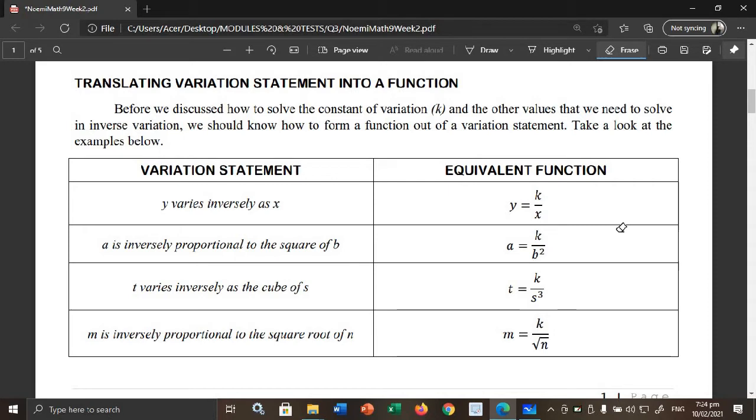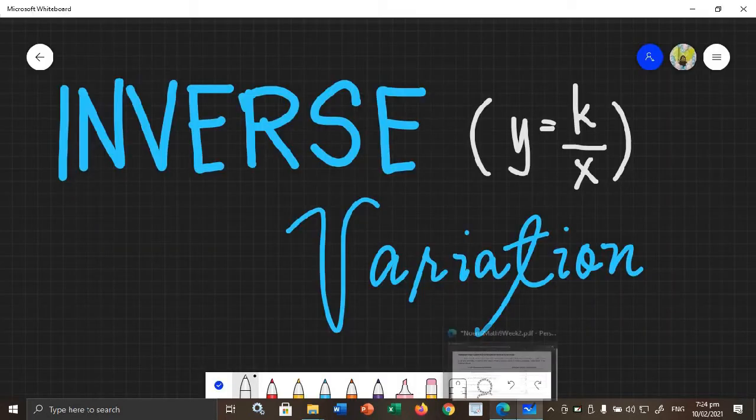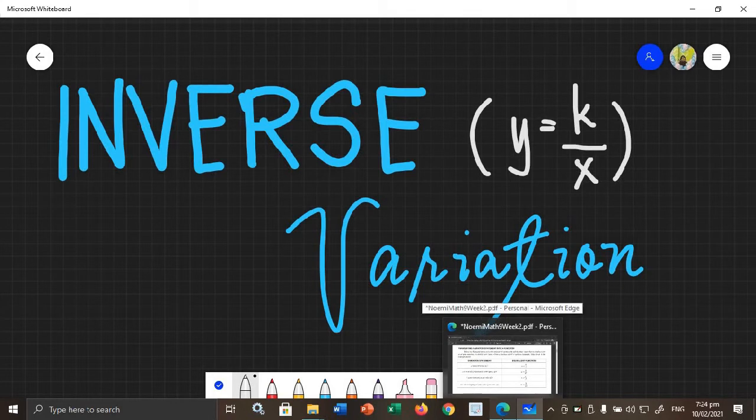So ganun lang. Tinuruan ko na din kayo nito nung last na video regarding direct variation naman. Kapag direct variation, merong sariling format. Kapag inverse variation kasi, fraction na yung format. So yun lang, yun yung kaibahan nilang dalawa in terms of format. Okay? So now, let us solve problems regarding inverse variation.